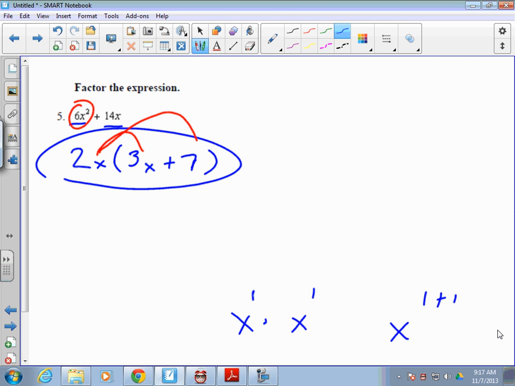This one's factoring it out. We did this one a little earlier too. What do they have in common? The number 2 they have in common. 2 times 3 gives you 6. They also have the term x in common. So x times x is x squared. And 2x times 7 is 14x. So 2x times (3x plus 7).